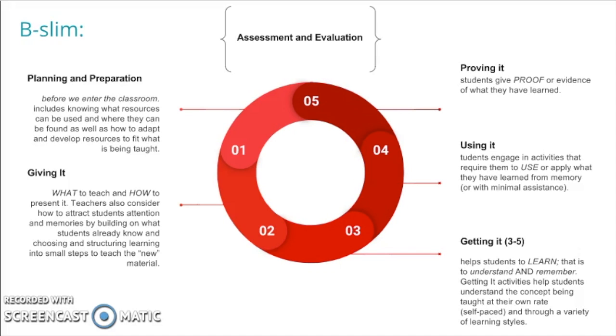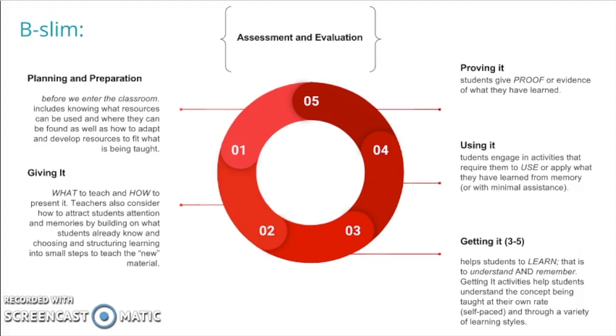Be-Slim is a model that I use in order to plan and give a lesson. First of all, we're going to talk about planning. This is before I enter the classroom. It includes what resources I need to know and how to adapt the lesson to fit different learning needs. In the second phase, this is called Giving It. This is what I'm going to teach, how I'm going to present it. This stage, I will present the material in the target language in a way that students will understand.